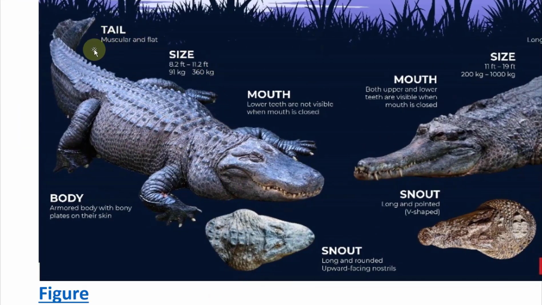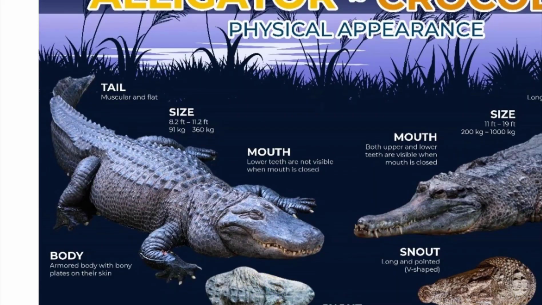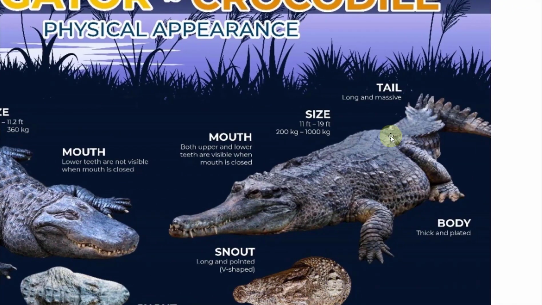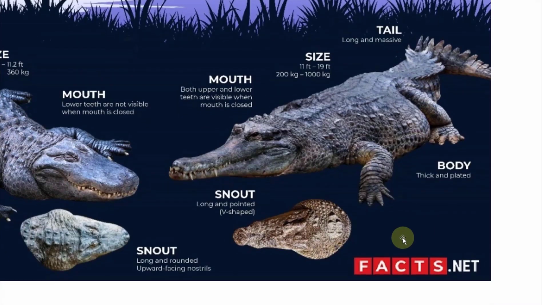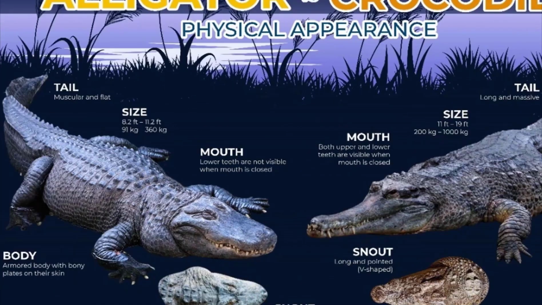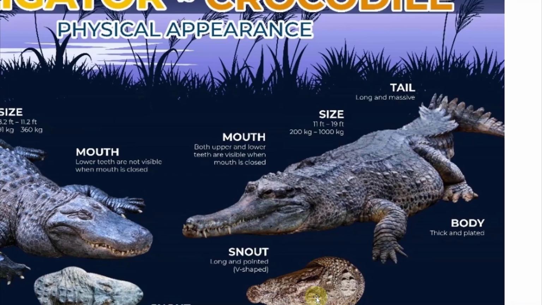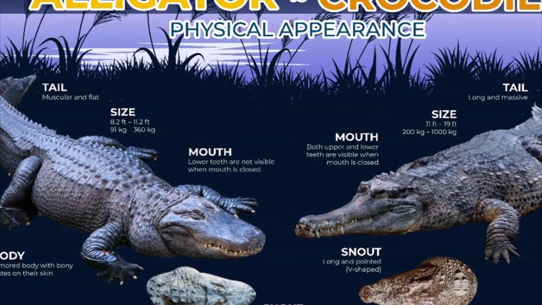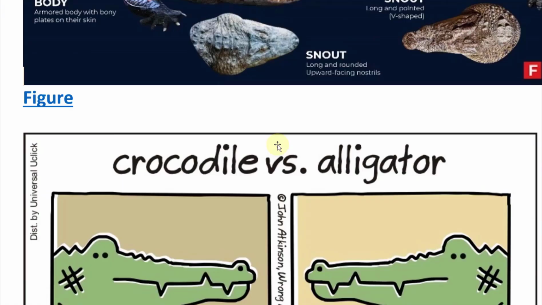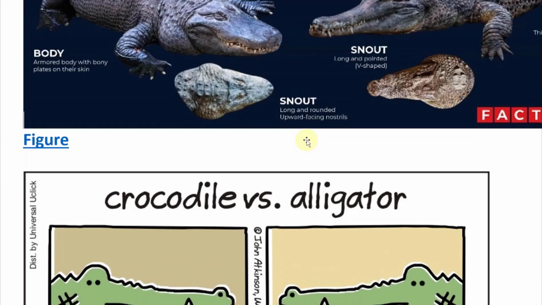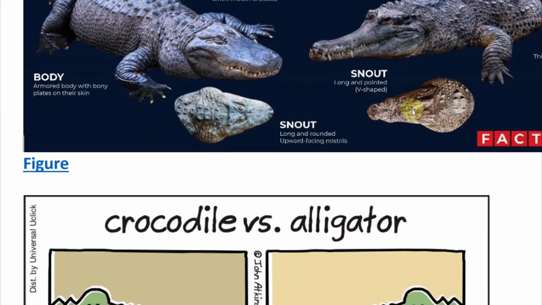And then the tail: muscular and flat tail and muscular body, armored body with bony plates on their skin. So it's armored, it's smaller, it's a rounded snout. And then this one, the tail long and massive, body thick and plated. So thick body, plated. This one is an armored body with bony plates on their skin. This one also seems like it a bit too, but it's more plated, and it looks like just a big blob. This one looks more condensed. So anyways, to me it looks very similar, especially if you see them in the wild and there isn't a bunch of notes written there.